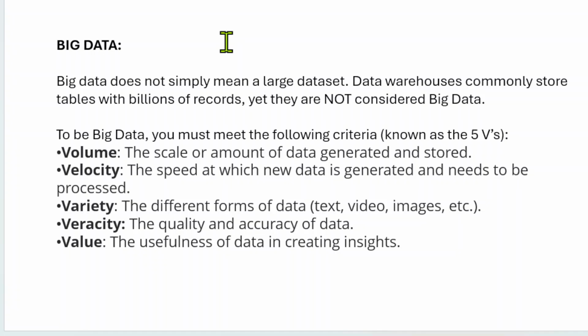Volume, the scale or the amount of data generated. Velocity, the speed at which new data is generated and needs to be processed. Variety, the different forms of data. Quality, the accuracy of the data, and the value, the usefulness of the data in creating it.